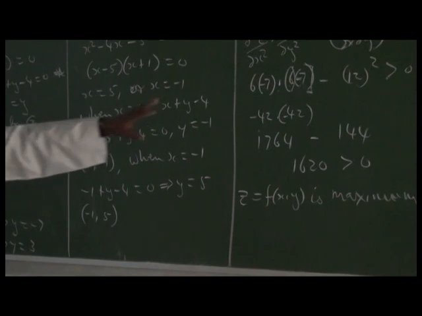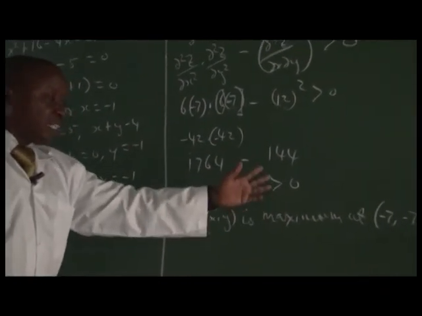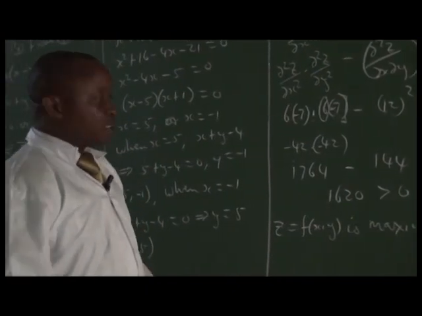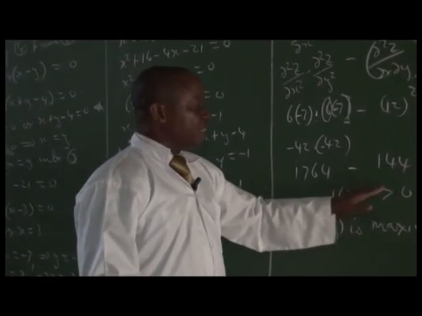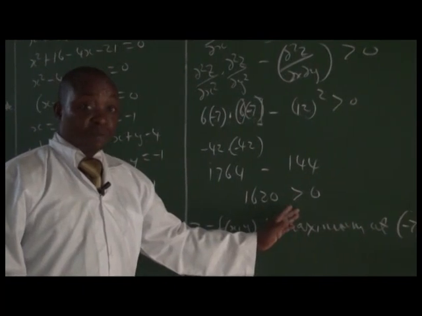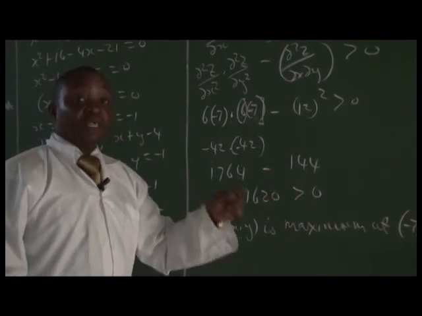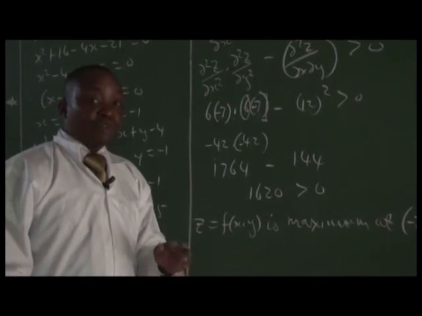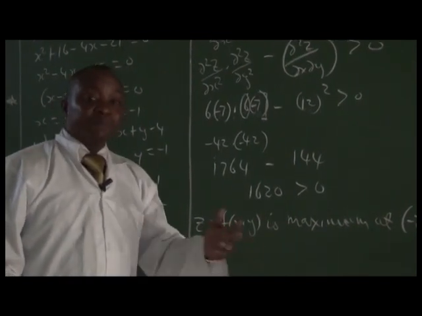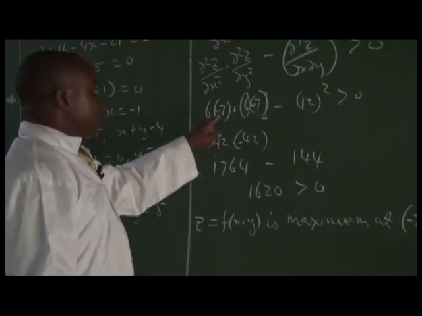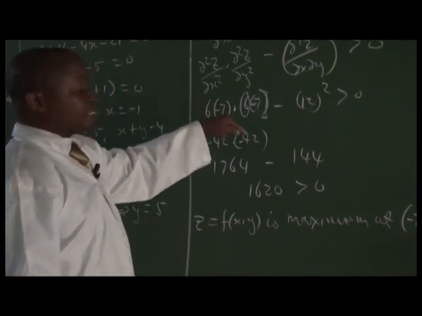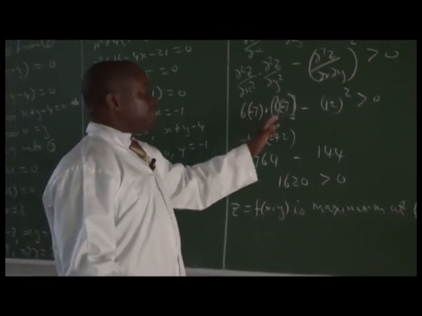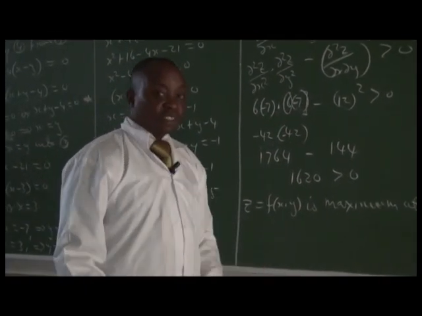But if you put it here and evaluate it, if it is less than 0, then it is a saddle point. It's not maximum or minimum. It's a saddle point, provided this is less than 0. But if this is greater than 0, it means there is a maximum or minimum. Then for you to determine which one it is, you look at the point you are testing. If it is negative, negative, you know it's maximum. If it is positive, positive, you know it's minimum. So that is how it works.